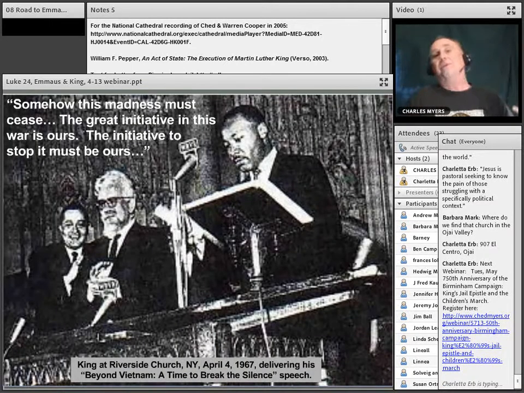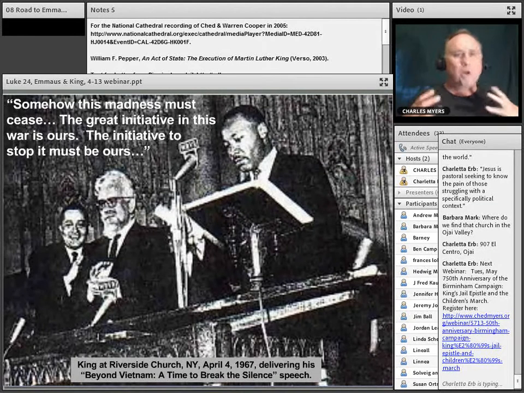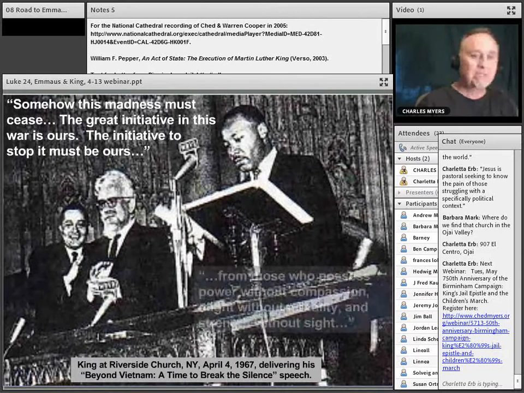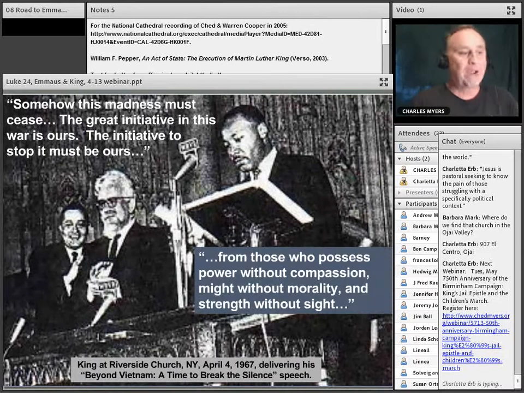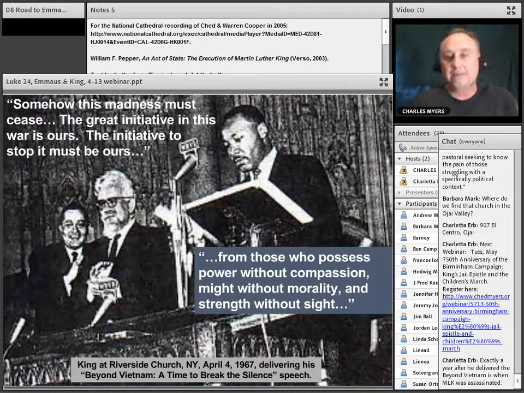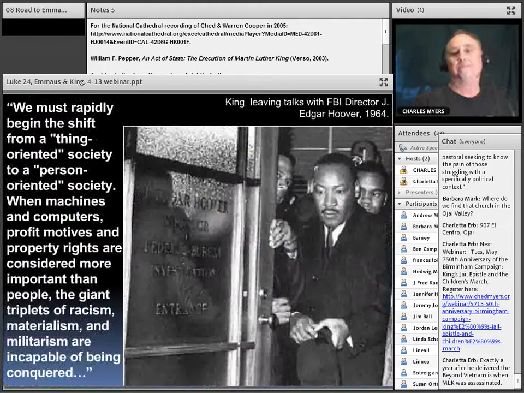But not only does he critique racism and militarism and imperialism, but also he has a vision of populist responsibility. The great initiative is ours. It must be our initiative to stop this war, he says. And then he goes on to say that people have to take power back from those who possess it: power without compassion, might without morality, strength without sight. What an amazing and continuingly relevant speech this was.